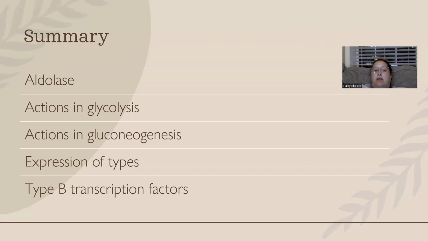Type A had lots of different types of cells, and the heart was a big one there. Type B was primarily found within the liver and kidneys, and then type C was primarily found within the brain. Again, that was in the hippocampus and the Purkinje cells. And then lastly, we talked about type B transcription factors, which had HNF1 and DBP, which were high transactivators, and then your HNF3 was an antagonist to those two.